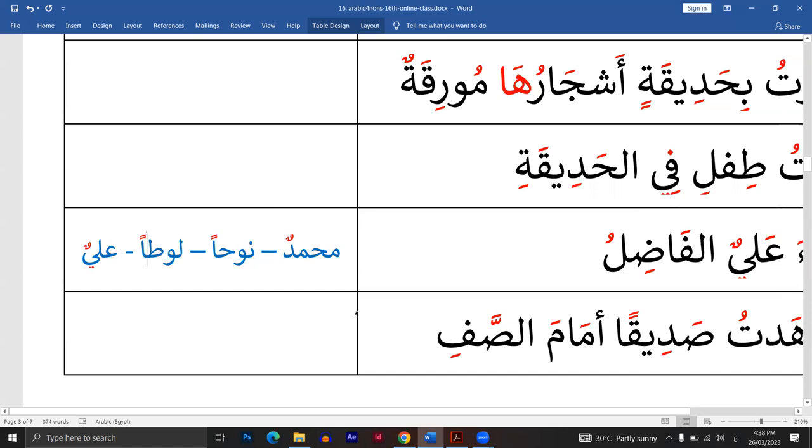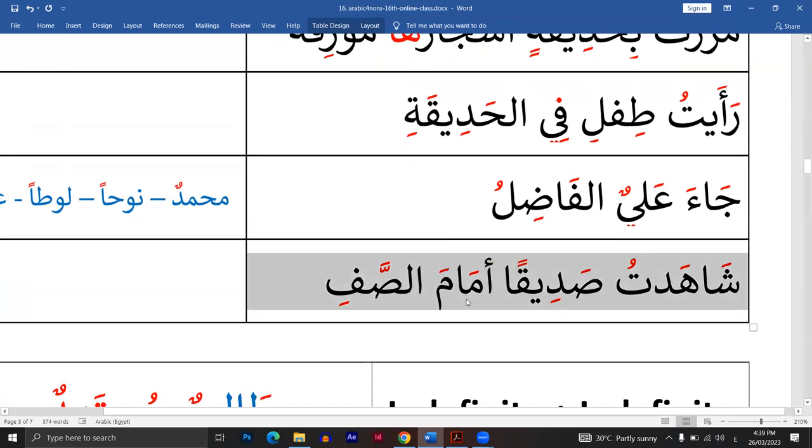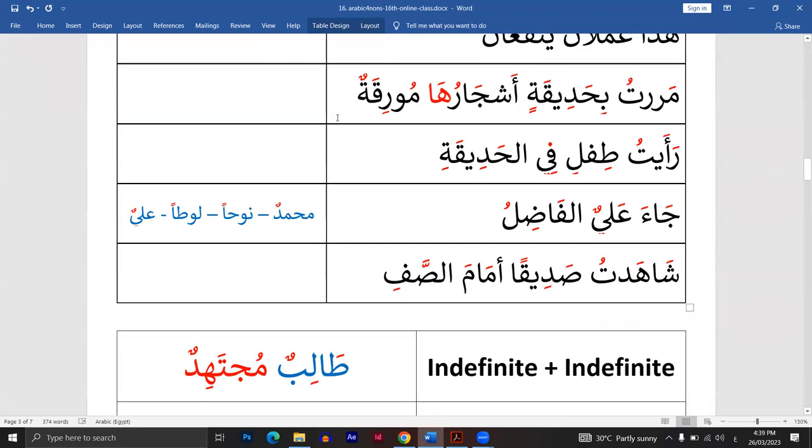So anyway, any proper noun you see, whether it has tanween or a single dhamma, or has the definite article al or not, in all its cases, proper nouns are always definite. The last one, I will leave for you to do yourself. Give me exactly 1 minute. I will come back to continue our conversation.